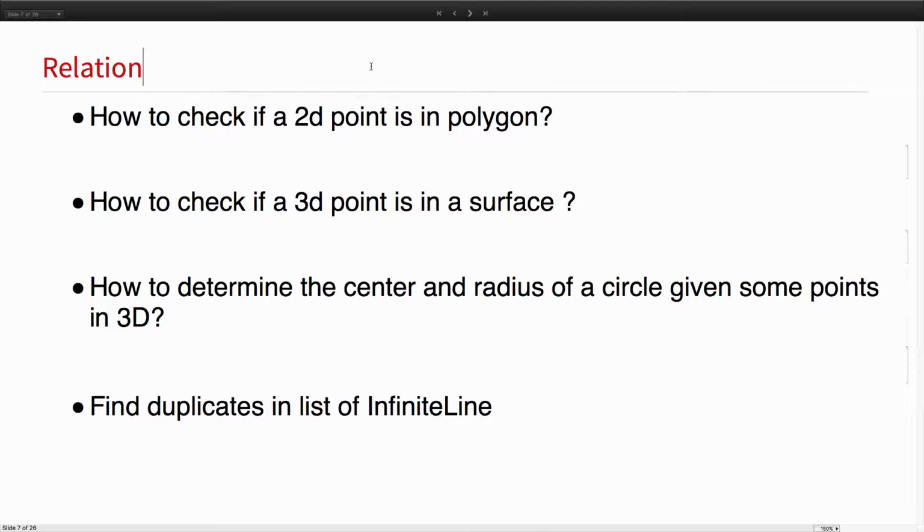And it's about relation now. So what does it mean by relation? Relation between the objects. So for example, how to check if a 2D point is in a polygon.